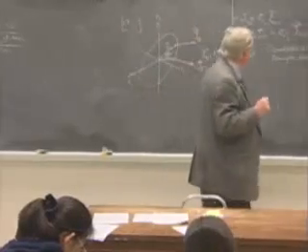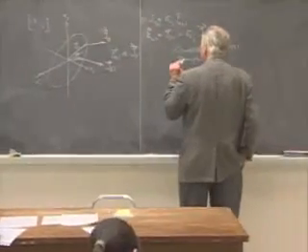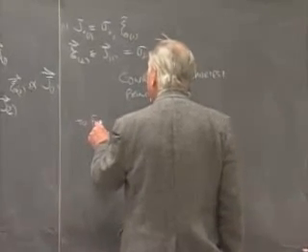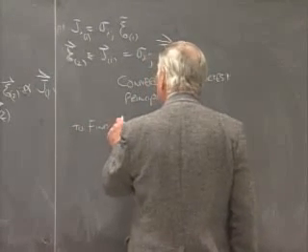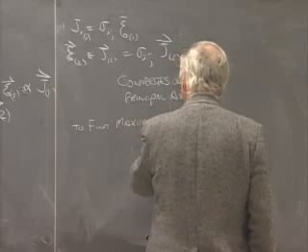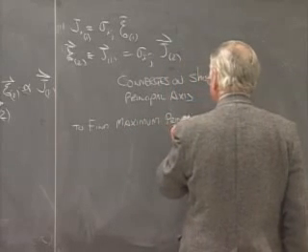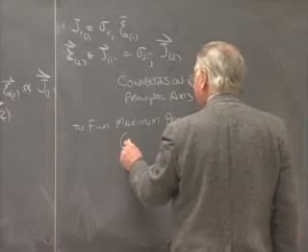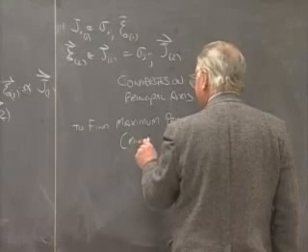Let me tell you without proof to find the maximum principal axis. And that would be the minimum value of the property.